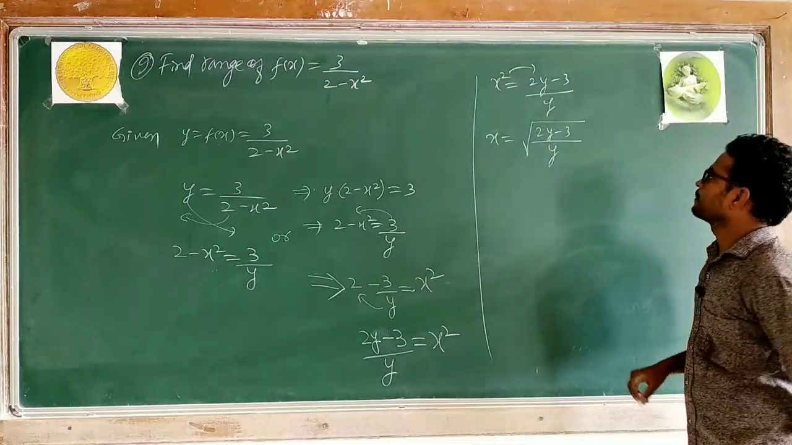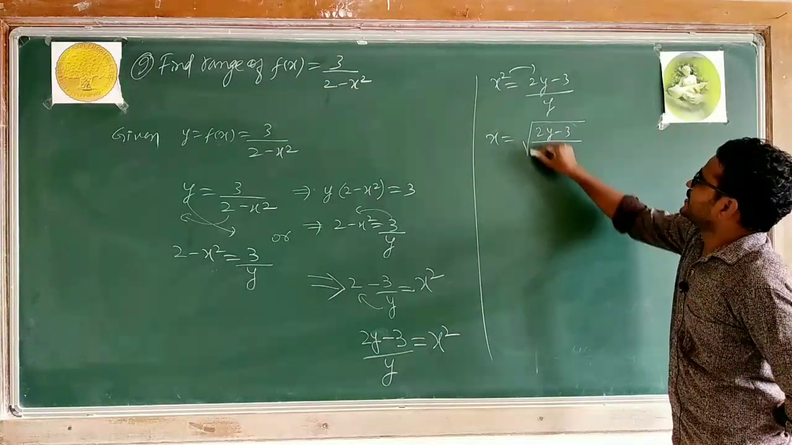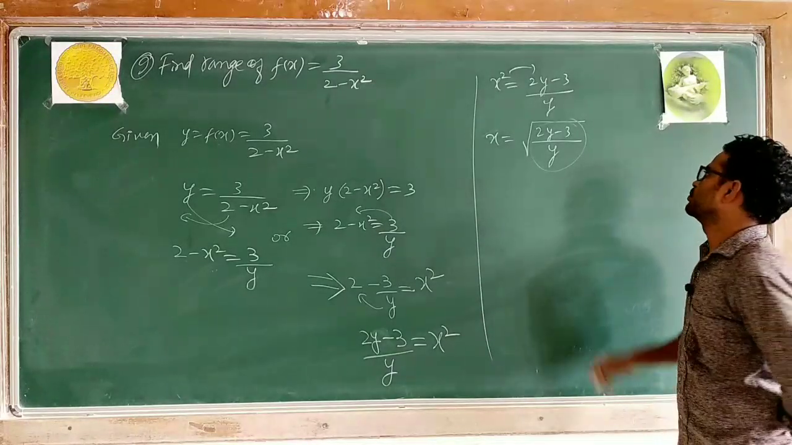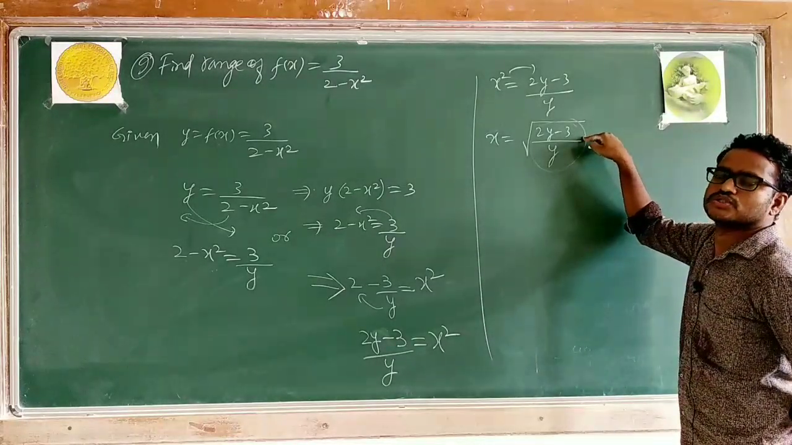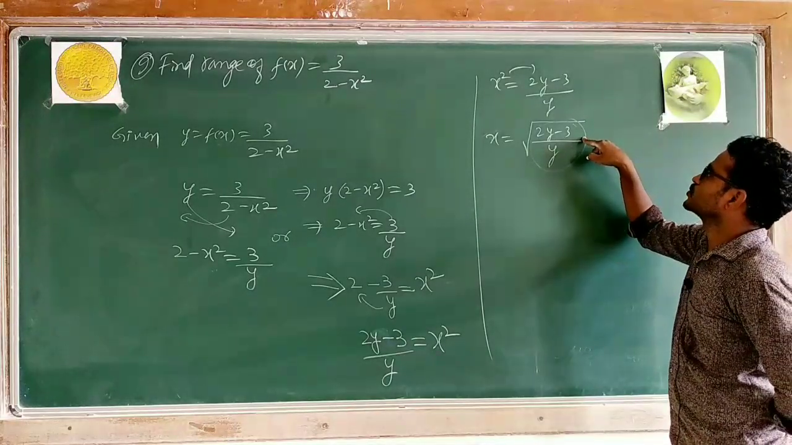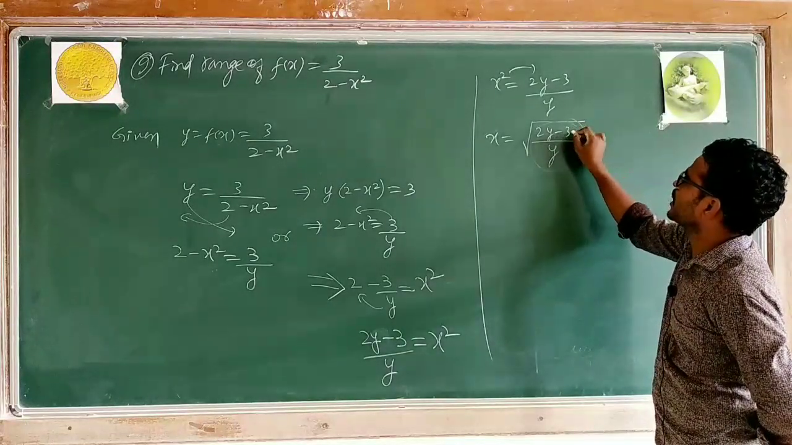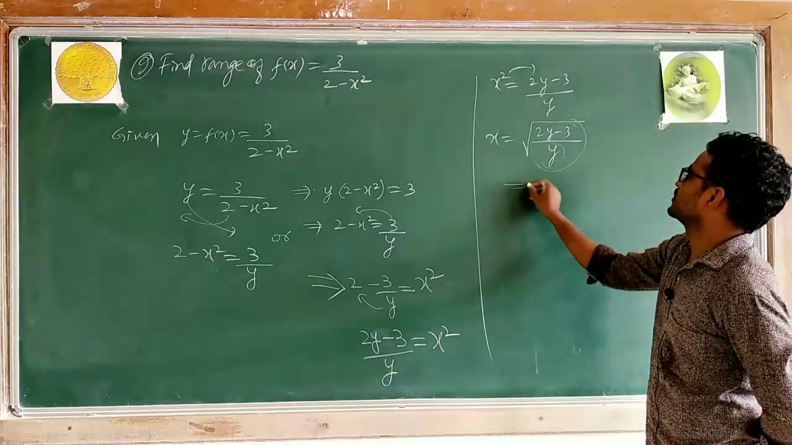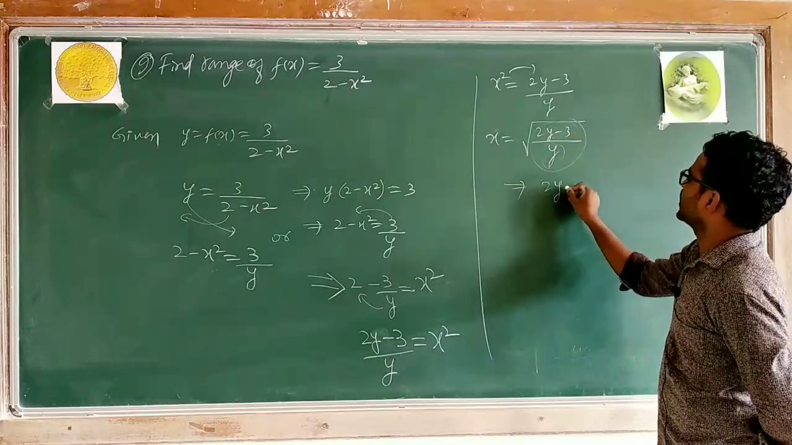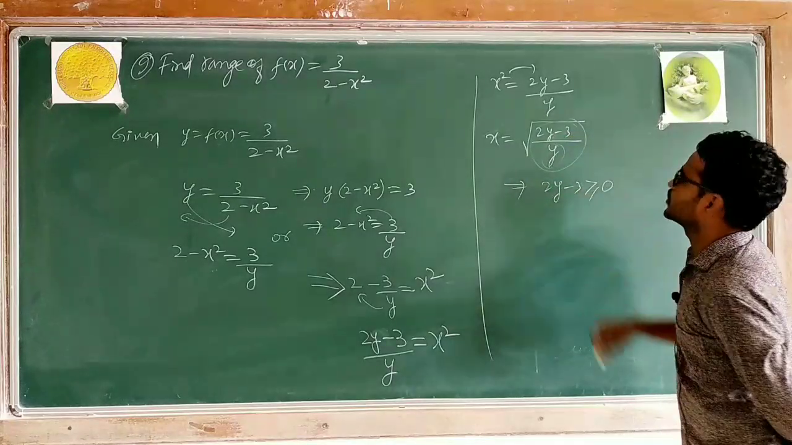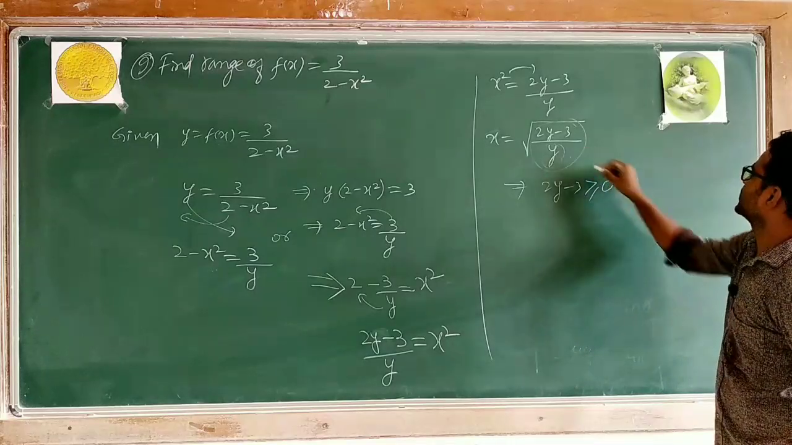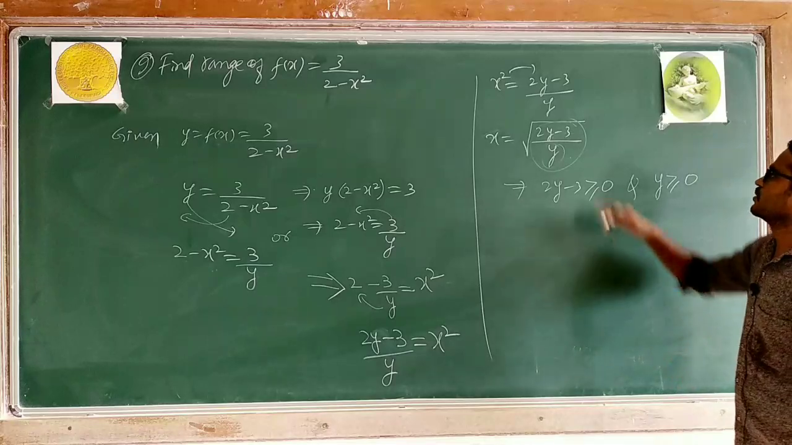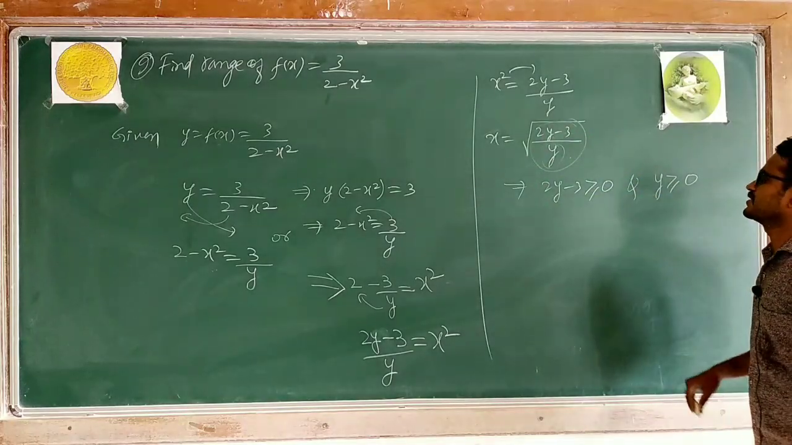In this case, when the quantity is inside the root, I said that it should not be negative. It should be greater than or equal to 0. Here I have two cases: 2y minus 3 should be greater than or equal to 0, and y should be greater than or equal to 0. If both are positive, then only you will get a positive value, otherwise you will get negative.